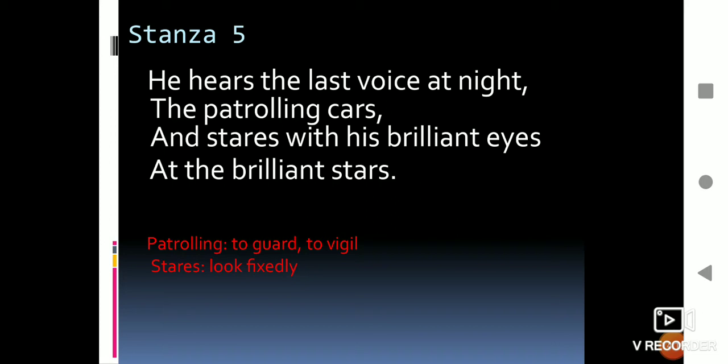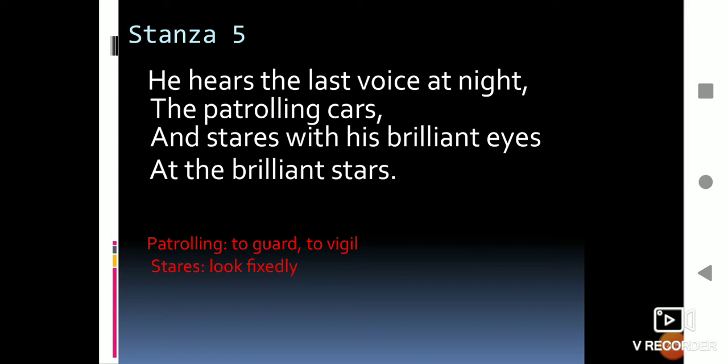So the last voice at night which he hears is the patrolling cars, the cars which are moving to guard. And he stares with his brilliant eyes at the brilliant stars. Now, what is left with him? The tiger cannot do anything except sitting and staring with his brilliant eyes at the brilliant stars. The tiger is just sitting in a very sad mood, looking at the brilliant stars with his brilliant eyes.